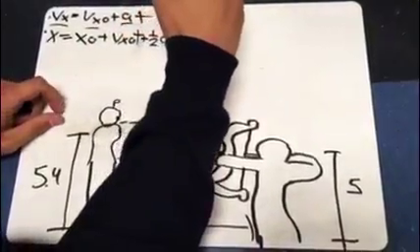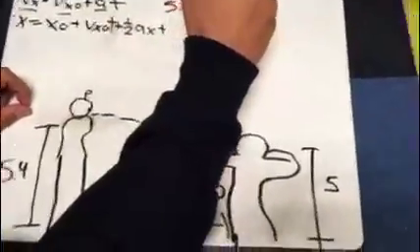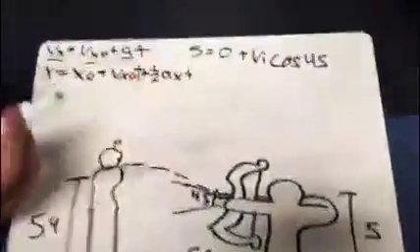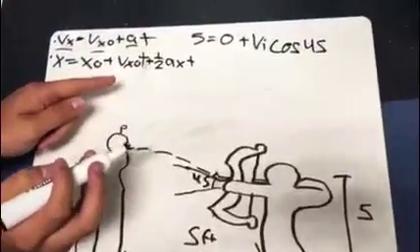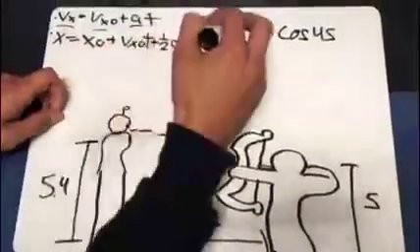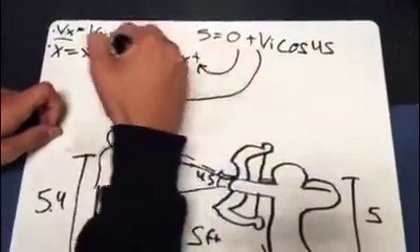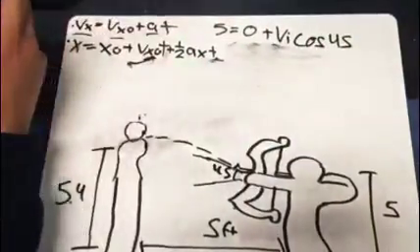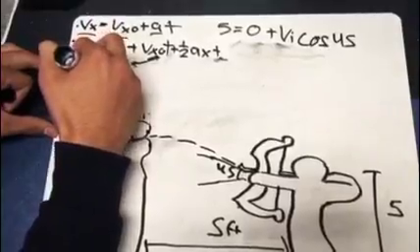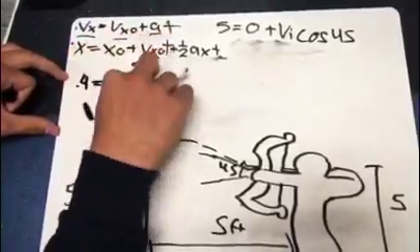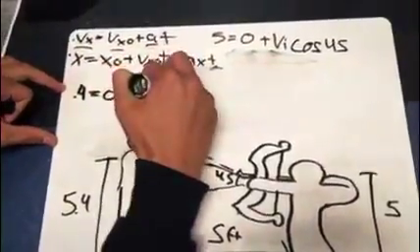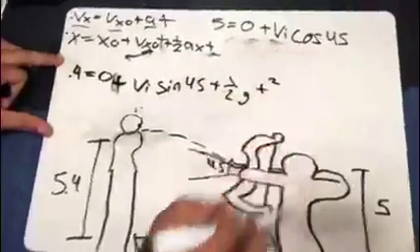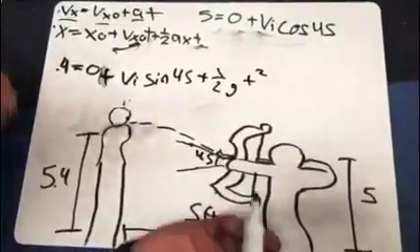After we isolate that, it's going to be 5 equals 0 plus Vi cosine 45. That's the way to find time. Then we plug it into this other equation. It's going to equal 0.4 equals 0 plus Vi sine 45 plus 1/2 gt squared. And this is gravity, by the way, which is obviously negative 10.